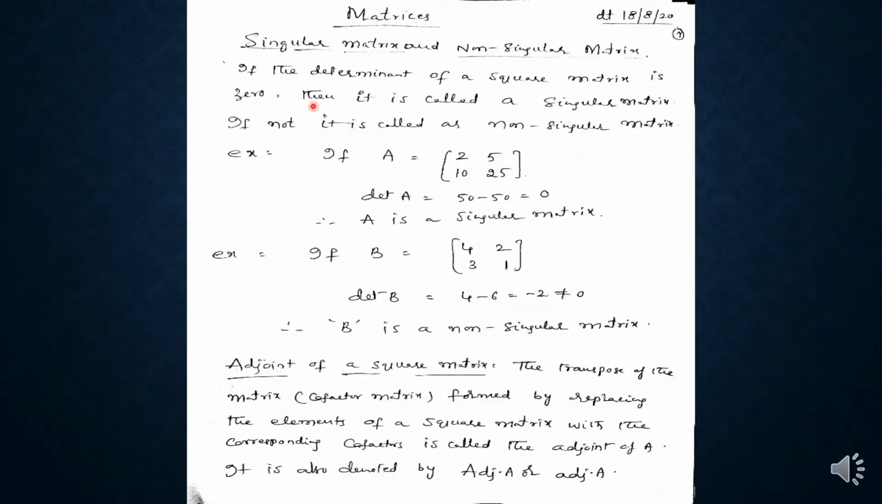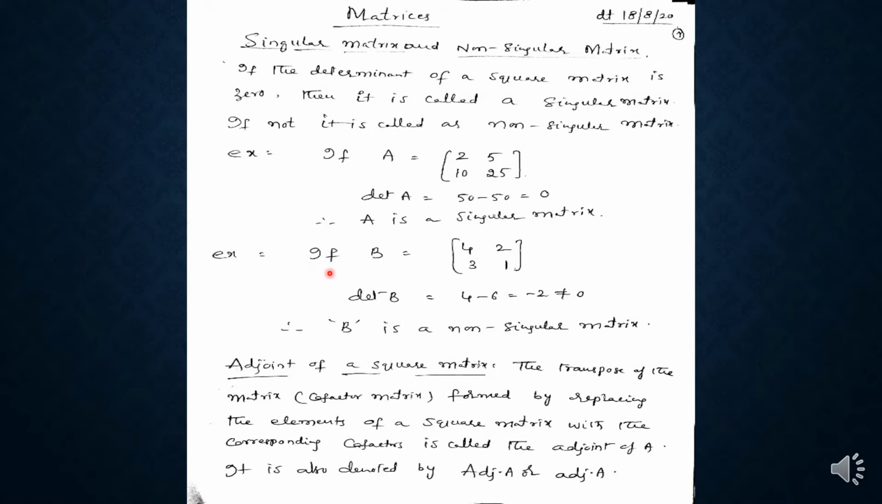Singular and non-singular matrix. If det A is equal to 0, that is called a singular matrix. And if det A is not equal to 0, that is called a non-singular matrix. For example, take this matrix A is equal to [2, 5; 10, 25]. Then det A is equal to 2 into 25, 50, minus 5 into 10, 50. That is equal to 0. Here the determinant value is 0, so this is called a singular matrix.